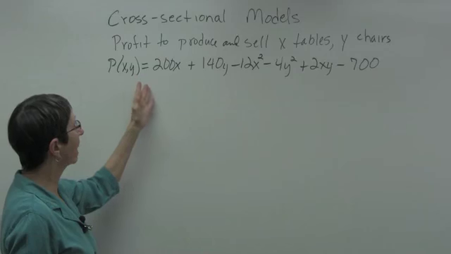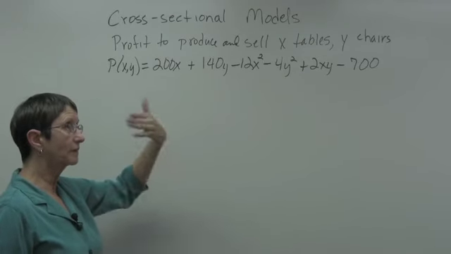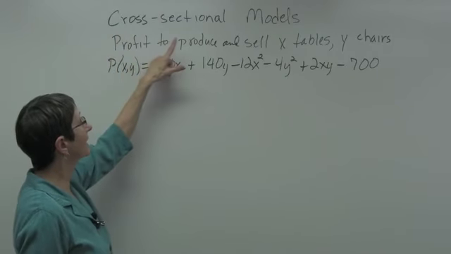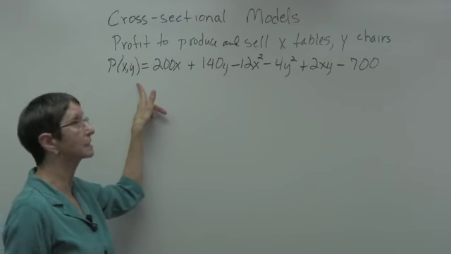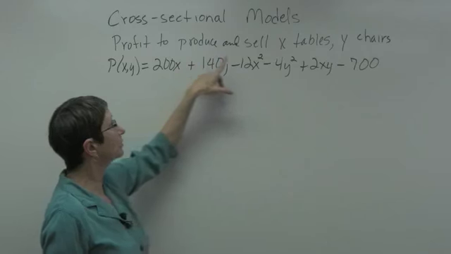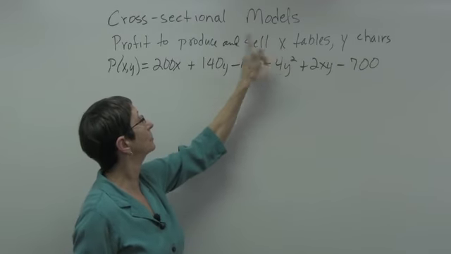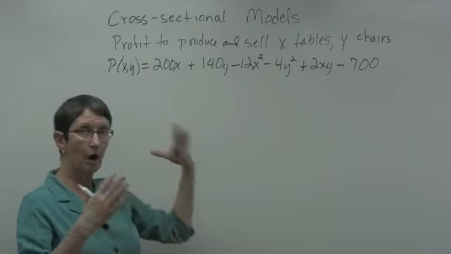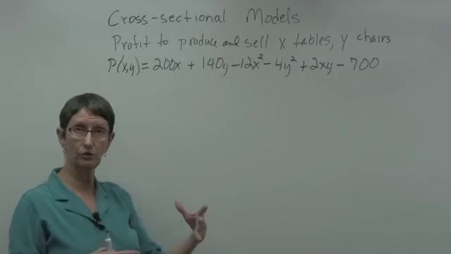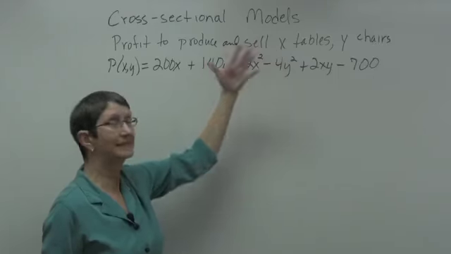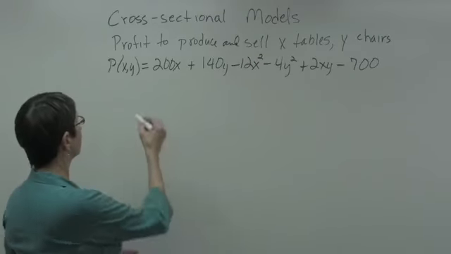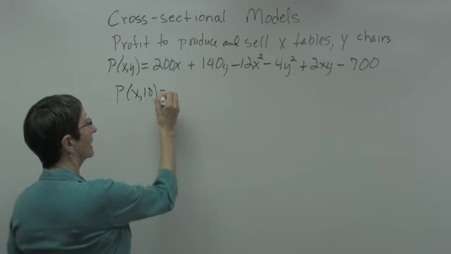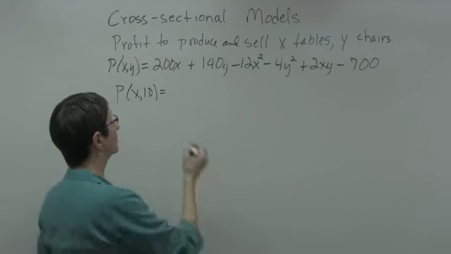Now, to do a slice, one of the variables, either x or y, has to be constant. So for this cross-sectional model, I'm going to let y be a constant. The function is the profit to produce and sell x tables and y chairs. So I'm going to assume that I'm always going to make 10 chairs, and we'll see what happens as the tables vary. So the function will look like P of x, 10. And I just go through and every place there's a y, I put a 10.